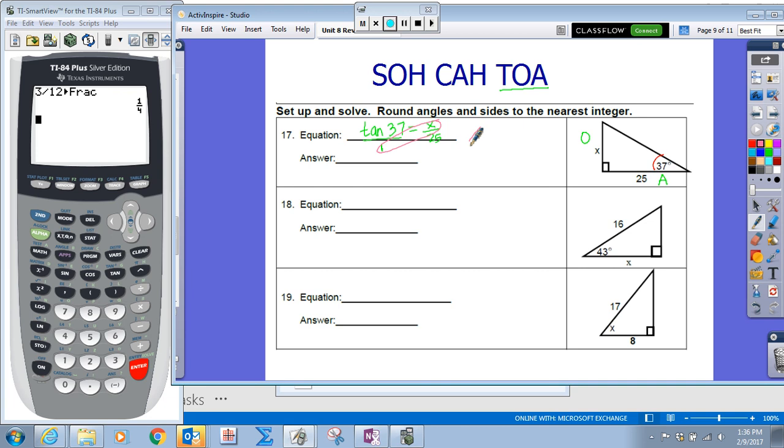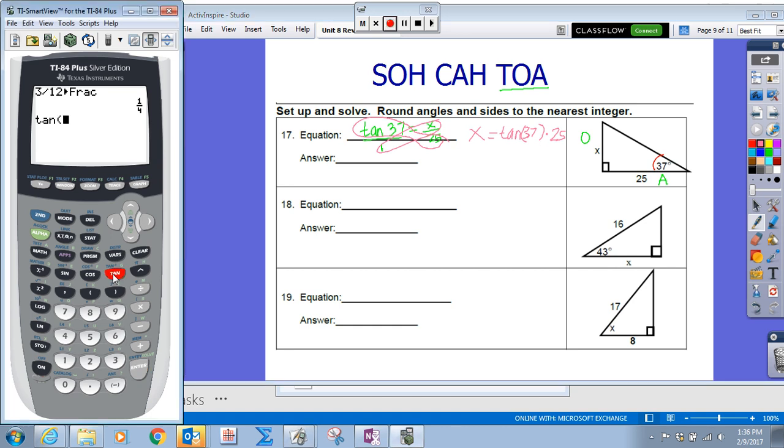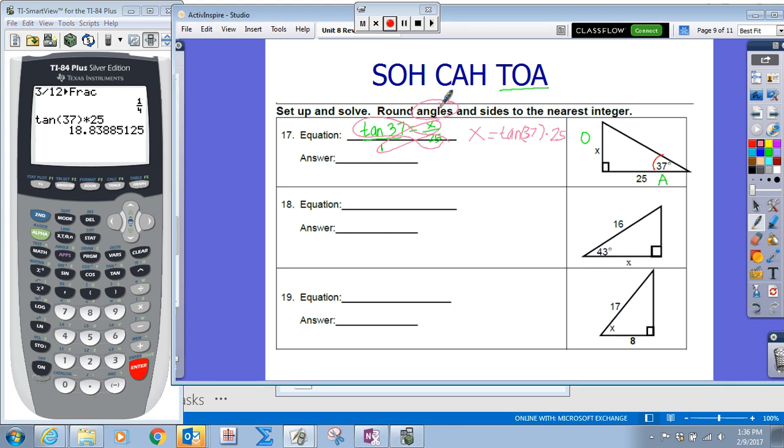So just put this side over 1 and cross multiply. So x would equal the tan of 37 times 25. And just put that in your calculator. So we have the tan of 37, and just make sure you close your parentheses right here, and then multiply by 25, enter. It says round angles and sides to the nearest integer, so we're going to look for whole numbers. So if I round that to a whole number, that's going to be 19.